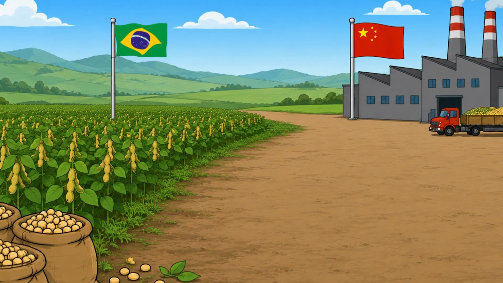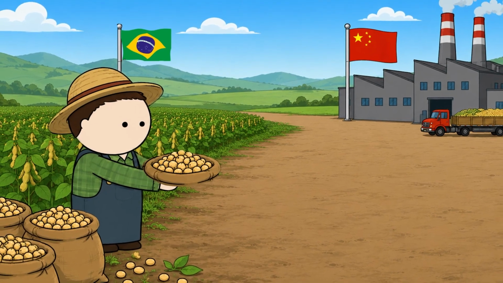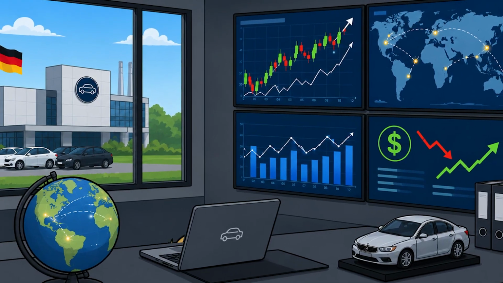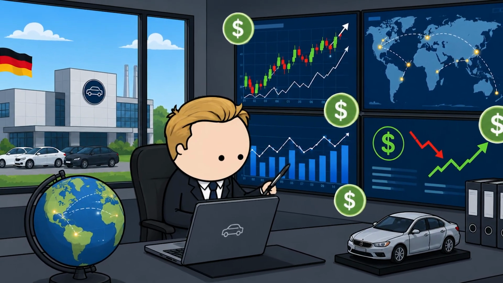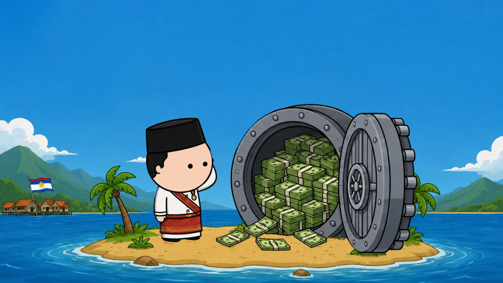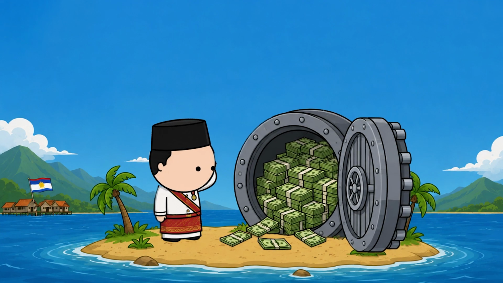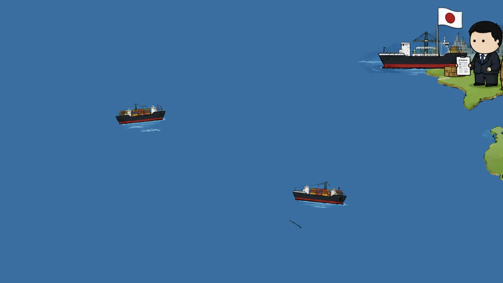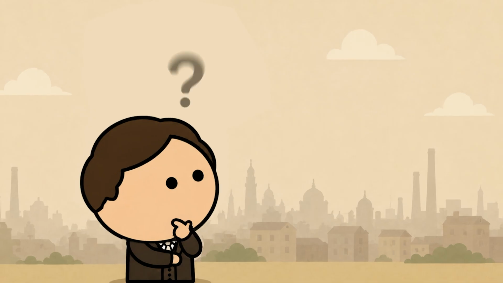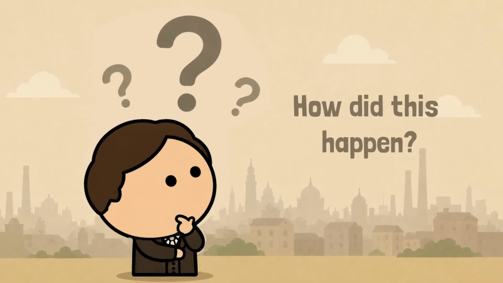Not only that, a Brazilian farmer sells soybeans to a Chinese factory in dollars. A German automaker hedges its risk on global markets in dollars. A tiny country in Southeast Asia stores its national savings in dollars. The dollar is everywhere, like that one friend who somehow gets invited to every party, even the ones they weren't invited to. So, how did this happen?